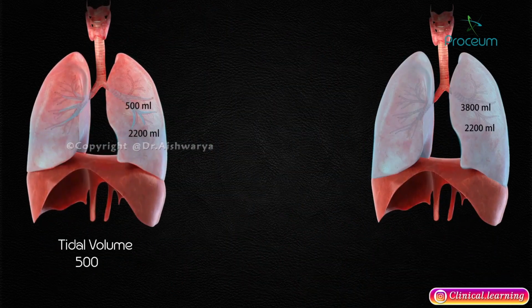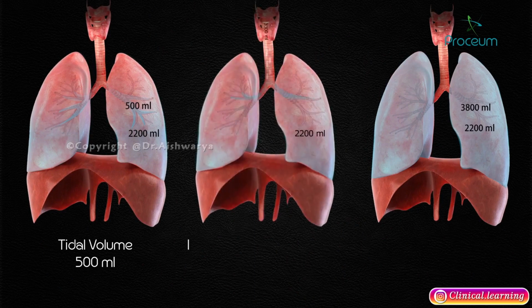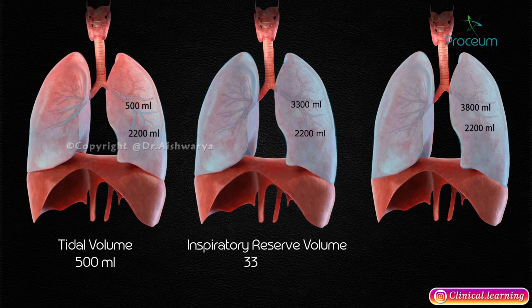The tidal volume is 500 ml; I am taking 500 ml of air inside. After this, the maximum amount of air I can take, the IRV, is 3300 ml. So what is the inspiratory capacity of the individual? I can take the tidal volume of 500 ml, and after that, with maximal forceful inspiration, I can take 3300 ml. So the inspiratory capacity is 3800 ml, calculated with the formula tidal volume plus inspiratory reserve volume.